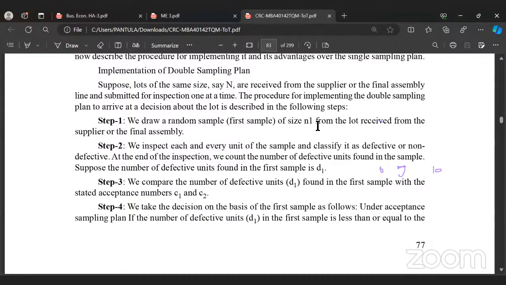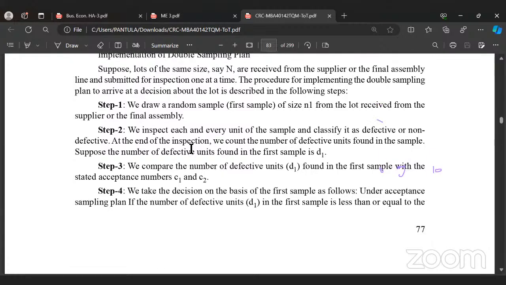That is, we need to define N1. So here the N1 size is 10, drawn from the lot received from the supplier or final assembly, so it might be anywhere. The second step is that we inspect the first sample N1: we inspect every unit of the sample and classify it as defective or non-defective. At the end of the inspection we count the defective units found. Suppose the number of defectives found in the first sample is D1.